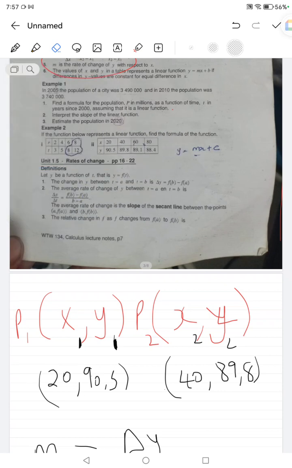So you do the same thing with the other table that you see there. This side, you just follow the same steps that we did. Then you get the answer. For now, let me just check in the book what we did.